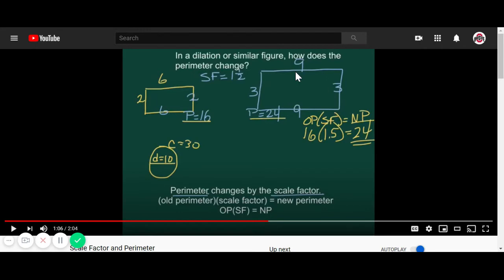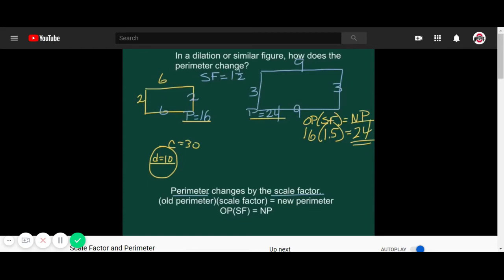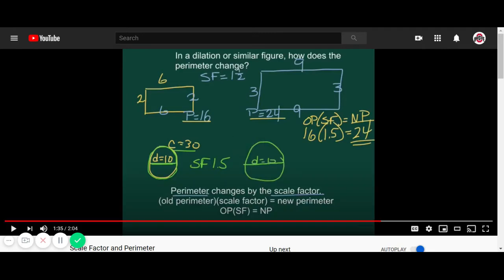We're going to go through another example with a circle. This idea also works with circles and circumference. So if we have a diameter of 10 on a circle, we know the circumference is about 3 times around, so we know the circumference of this circle is about 30. So if we dilate it again, let's use a scale factor of 1.5. So our diameter will be 10 plus another 5. So our diameter is now 15.